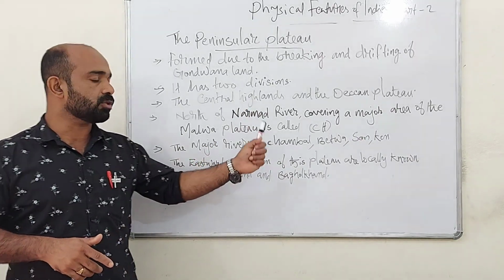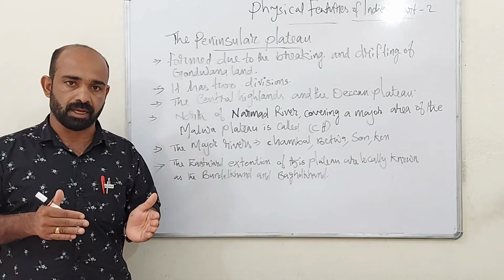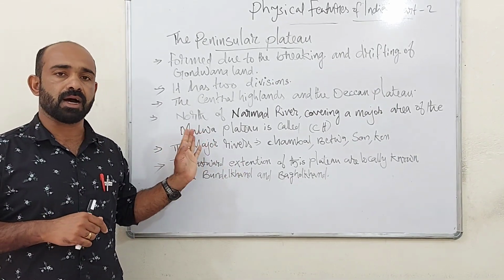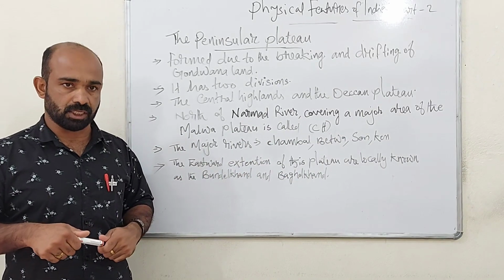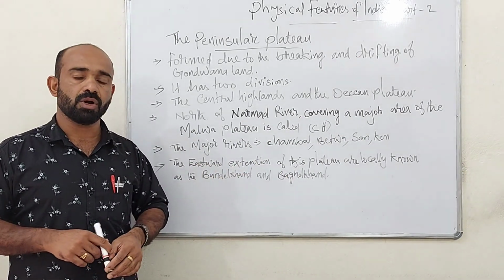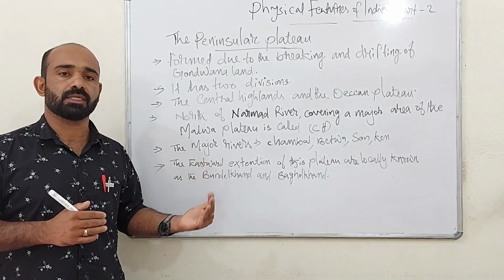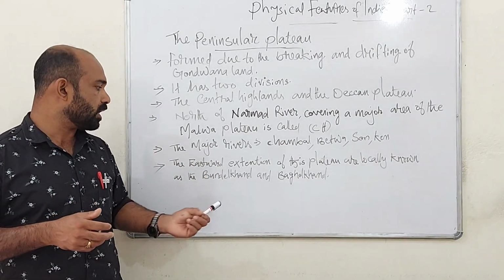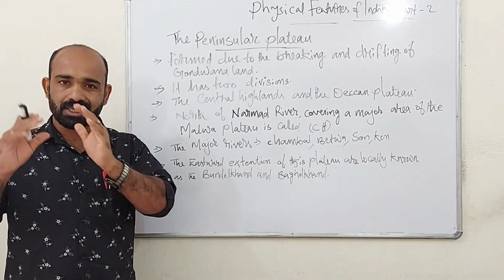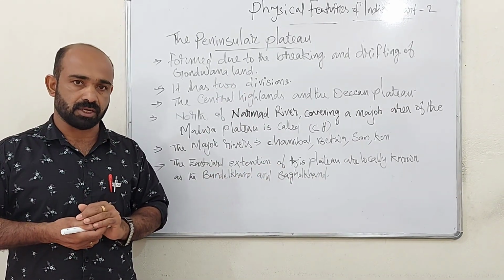And here some of the rivers are flowing through this area. The Chambal, the Betwa, the Sun and the Ken. These are the major rivers flowing through this region. Now the eastward extension of this plateau is locally known as Bundelkhand and Baghelkhand.